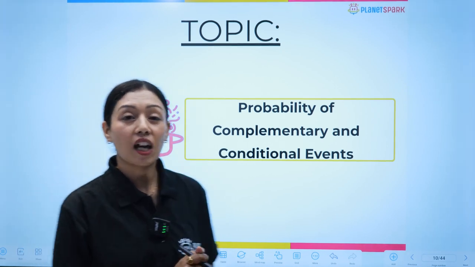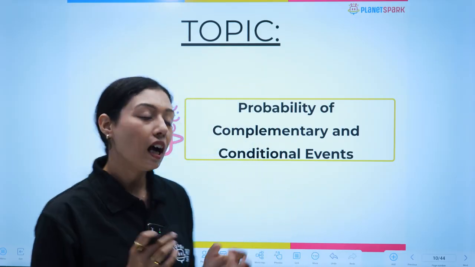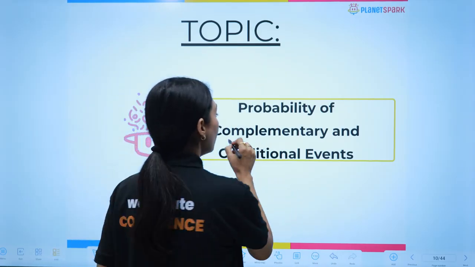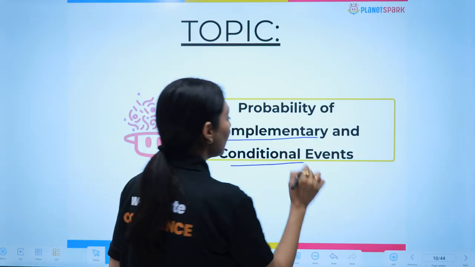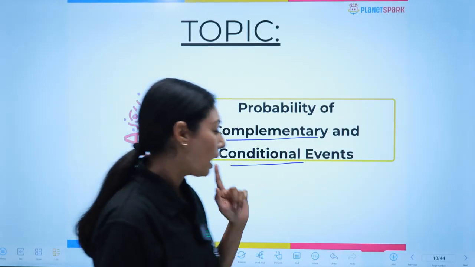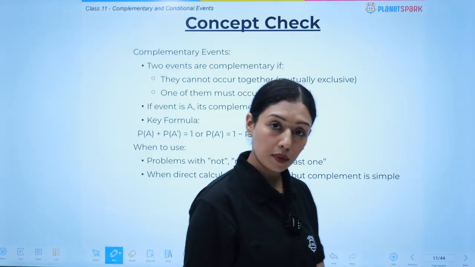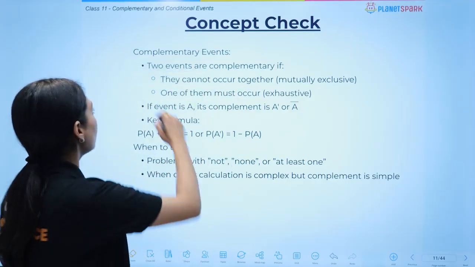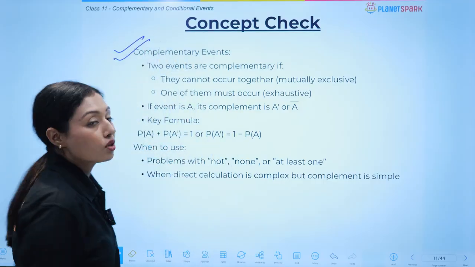So we are doing the chapter probability, right? और आज हमारे पास क्या टॉपिक है? Probability of complementary and conditional events. Okay, last topic है, then we'll be done with the chapter. So let's get started. Okay, so first of all, what are complementary events?